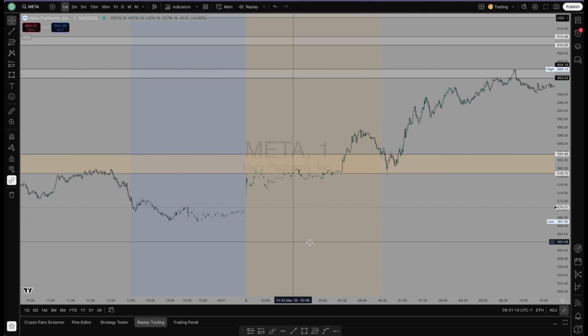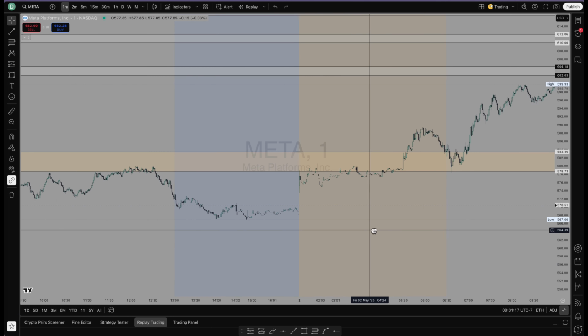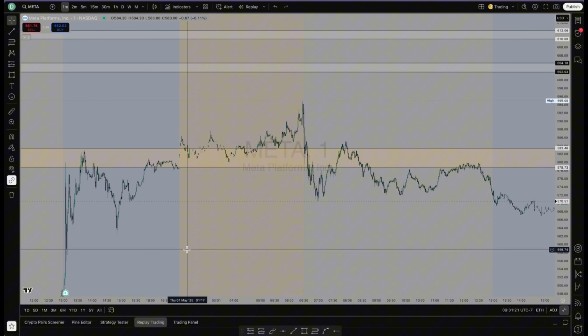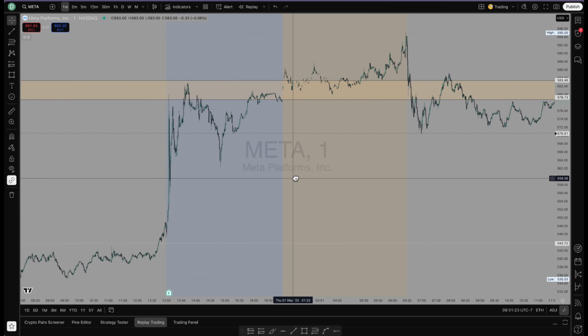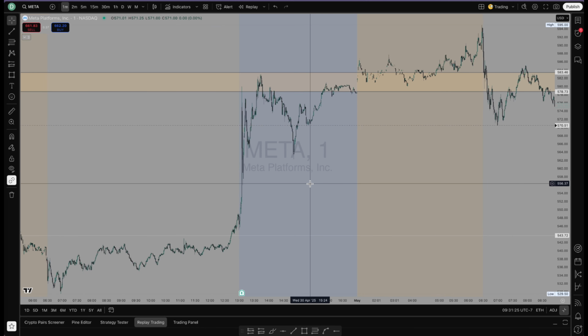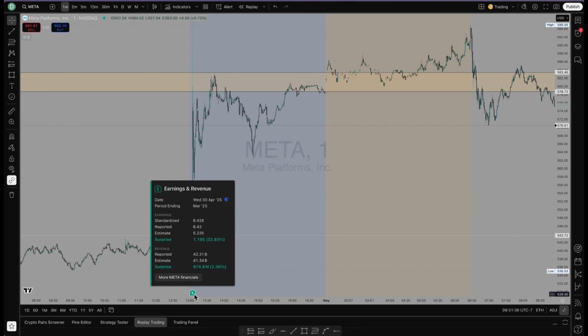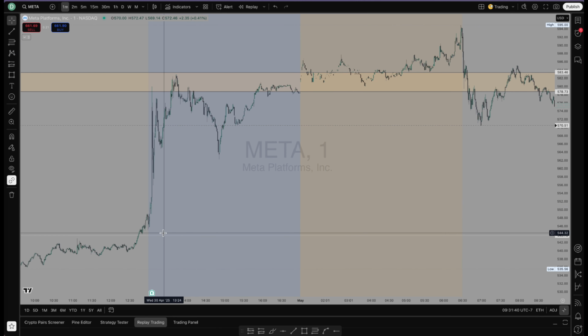So I'm going to be breaking down a Meta trade I took on May 2nd, 2025. But before I do that, I'm just going to give you some context as to why I felt confident taking this trade on Meta. So on April 30th, Meta had earnings after the market closed, and we had a strong reaction because they had very good earnings, right?